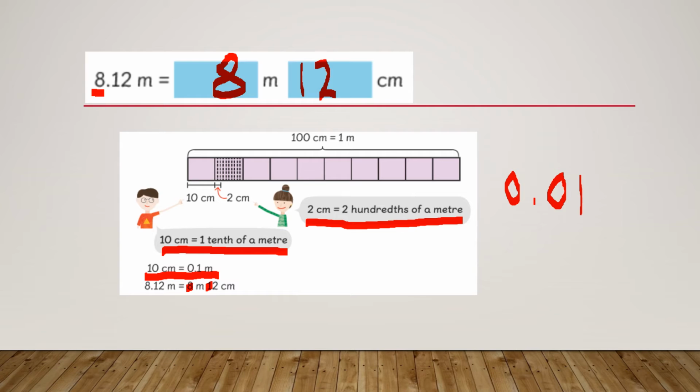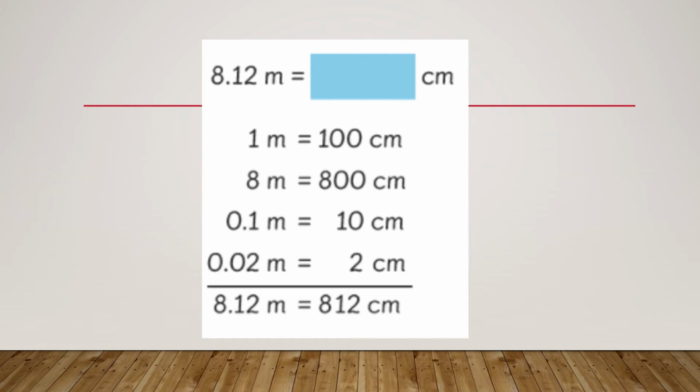I wonder, just for a little challenge, could you convert that into only centimeters? Have a go of that one. So here is the challenge we've just spoken about. 8.12 meters, and we've been asked to convert it into centimeters. So again, our key rule has been displayed. 1 meter is the same as 100 centimeters. So times that by 8, it gives us 800 centimeters.